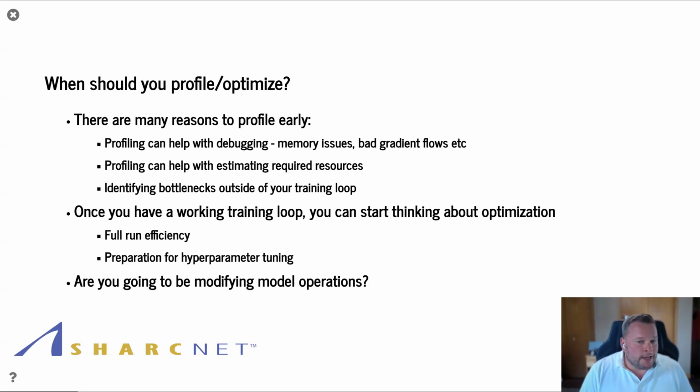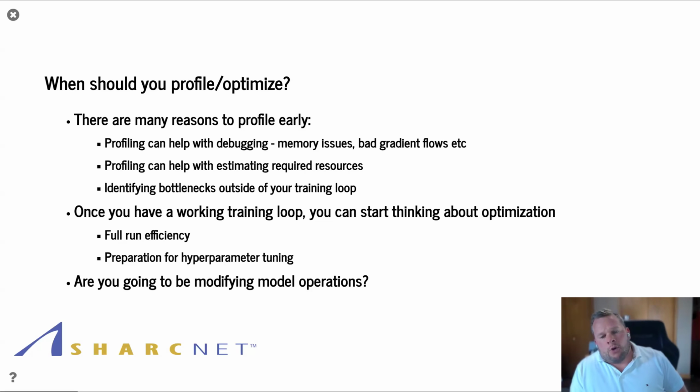It can also help you estimate required resources. Maybe you have a prototype of your algorithm and you've been running it on smaller data sets. Profiling on those smaller data sets can help you estimate how large you can make your batch size for making full use of the GPU, and how long your algorithm will run on the full data set, which is helpful because we want to avoid out-of-memory errors and timeouts. It can also help you identify bottlenecks that are occurring outside of your training loop, outside the scope of whatever algorithm you're working on, and eliminate those early on.